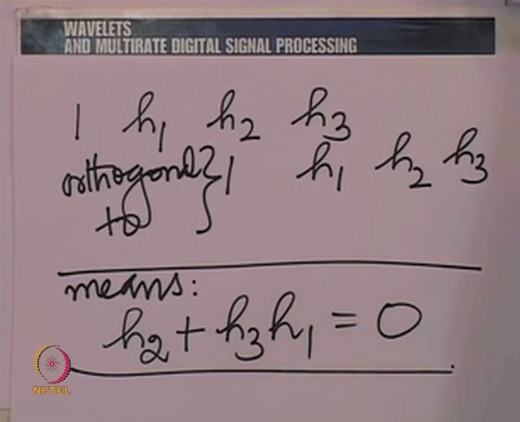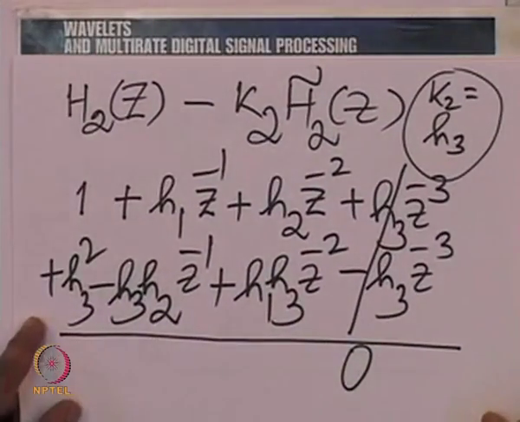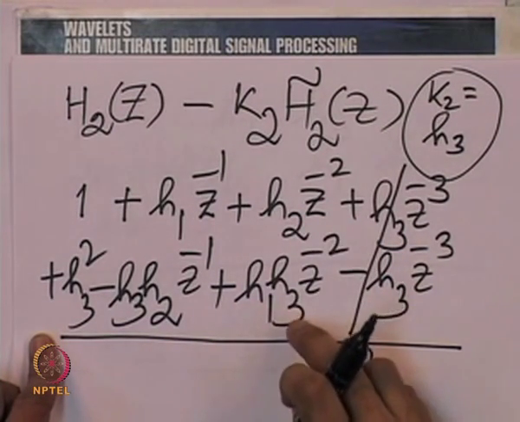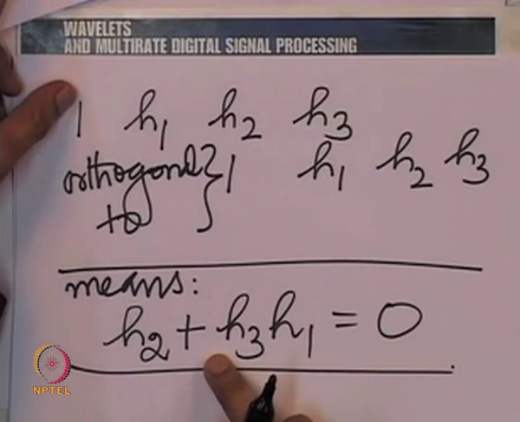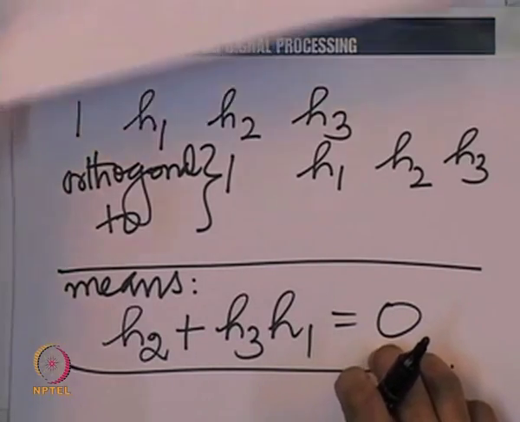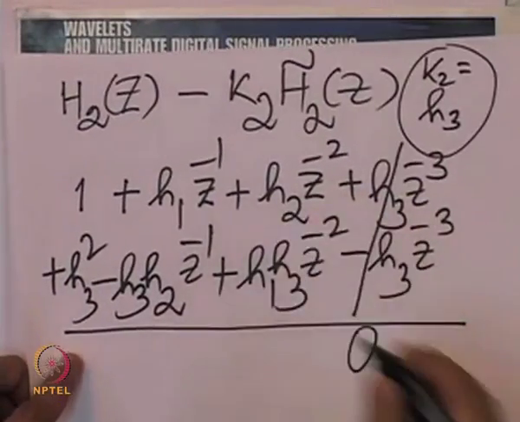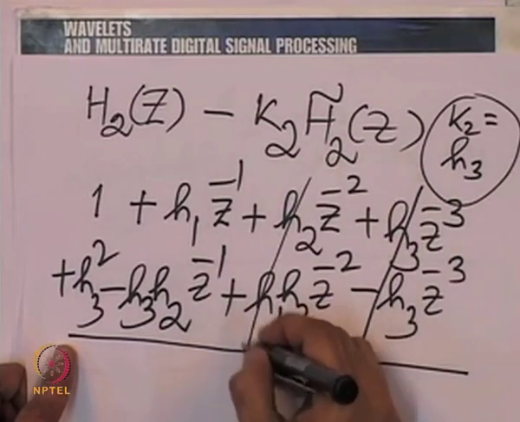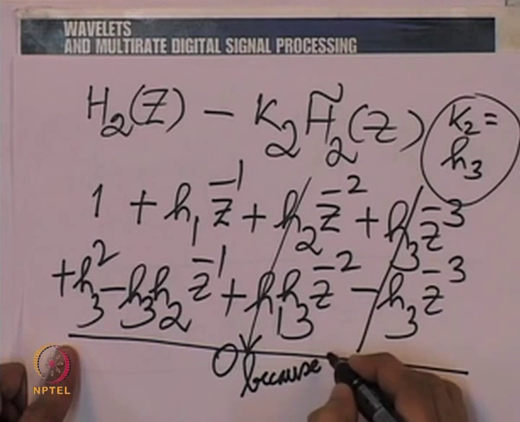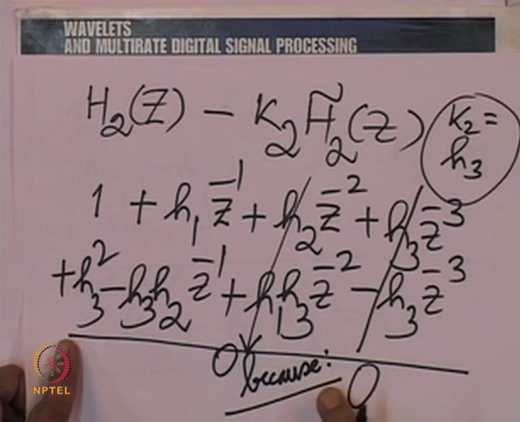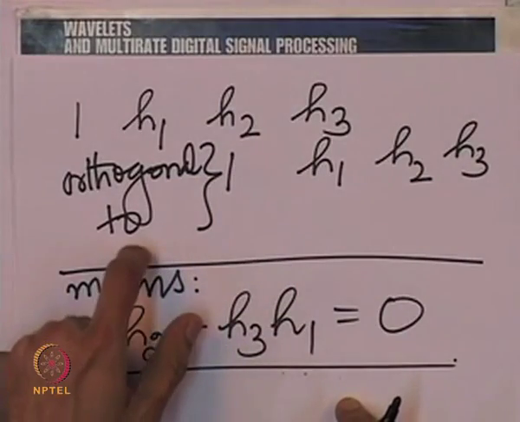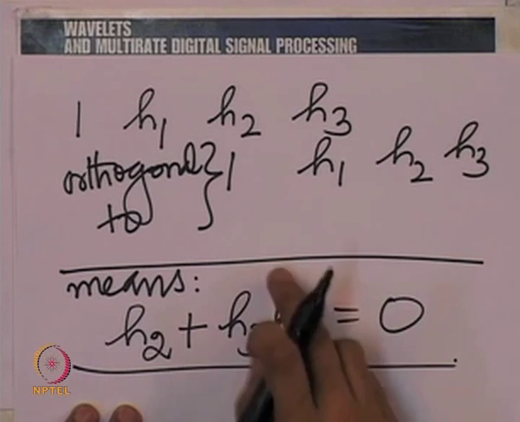Now, go back to the coefficient of z raised to the power of minus 2 here, that is h 2 plus h 1 h 3. Lo and behold, that is the same as this, and it is identically 0 on account of the orthogonality to even translates. So, let us make a note of that. So, this is 0 because of this orthogonality to even translates.